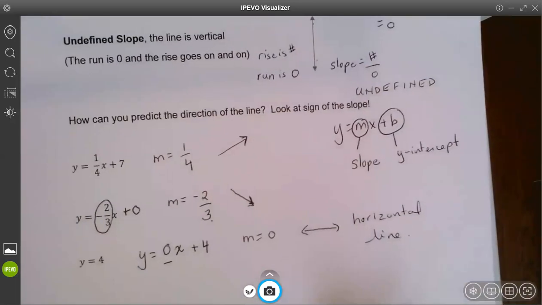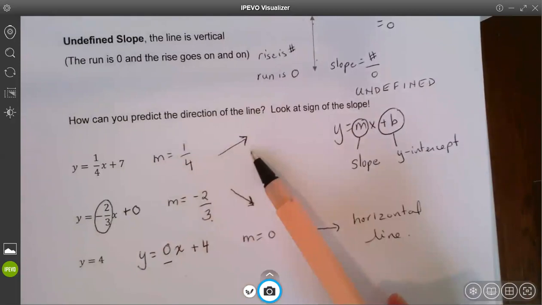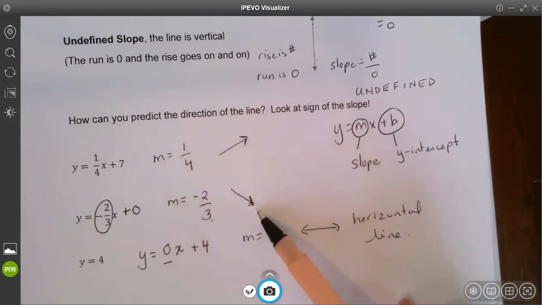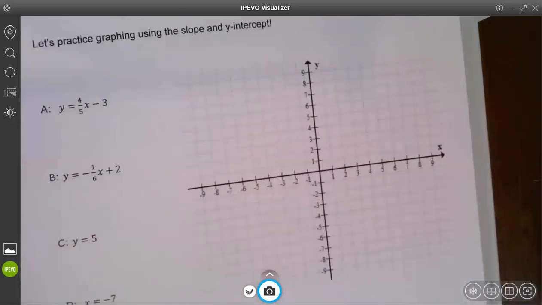What we want to be able to do is to predict the direction of the line. And if we are given the direction of the line, then that tells us something about the slope. So when we actually have a graph and we need to determine the slope, we need to make sure that we have the corresponding sign. If a line goes up to the right, I know the slope has to be positive. If the line goes down to the right, I know that the slope has to be negative. If I have a horizontal line, I know that the slope has to be 0. So let's take a minute and recap the graphing that we looked at last week.